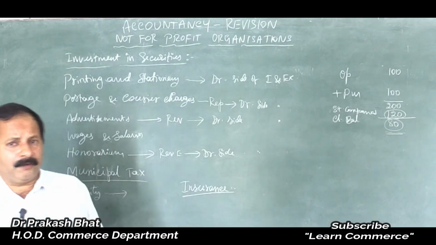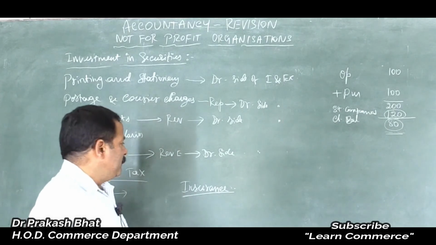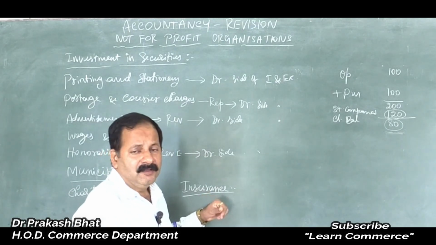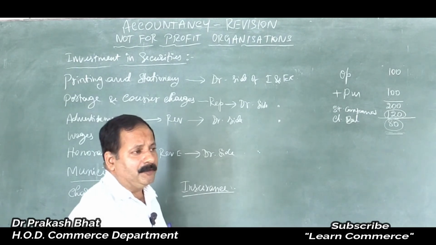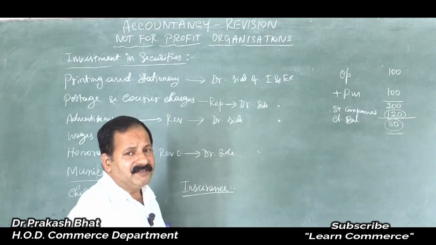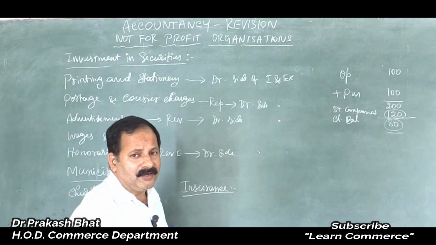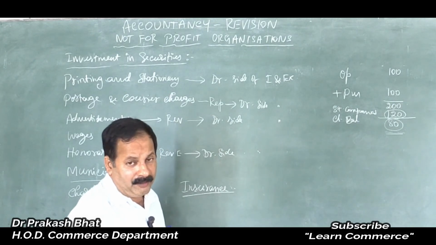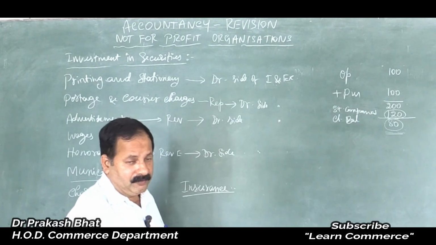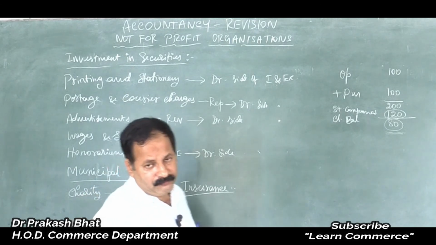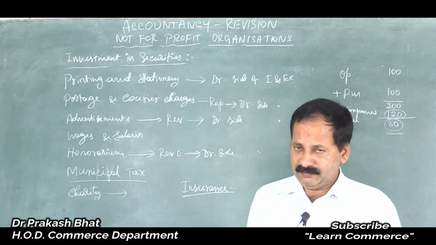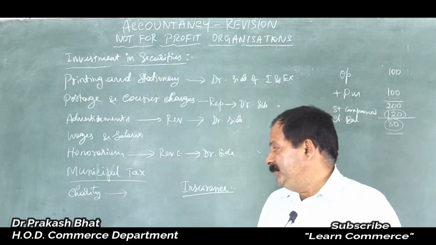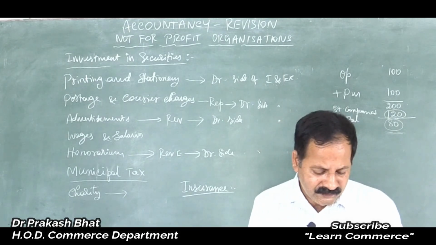Depending upon whatever mode you have opted, insurance is still of a repetitive nature. It is an expenditure. We have to pay for that, and it is regular, recurring, repetitive in nature. So insurance should be debited to the income and expenditure account. It should not be capitalized. It is not a capital item at all, isn't it?